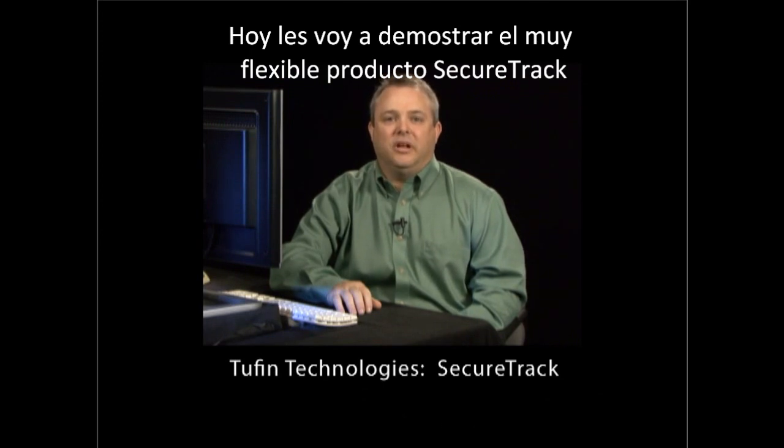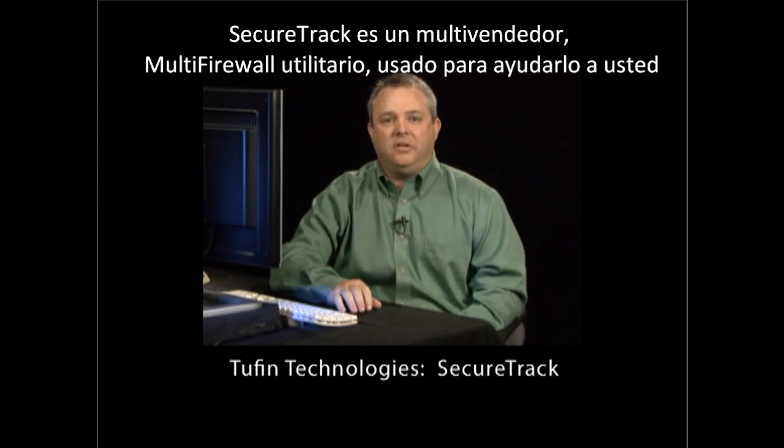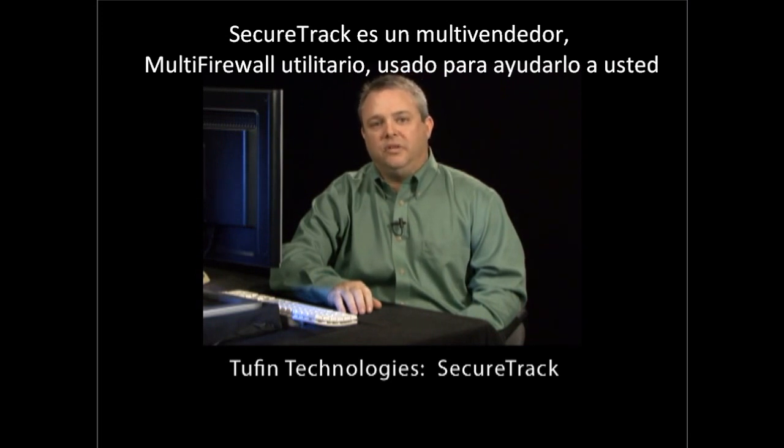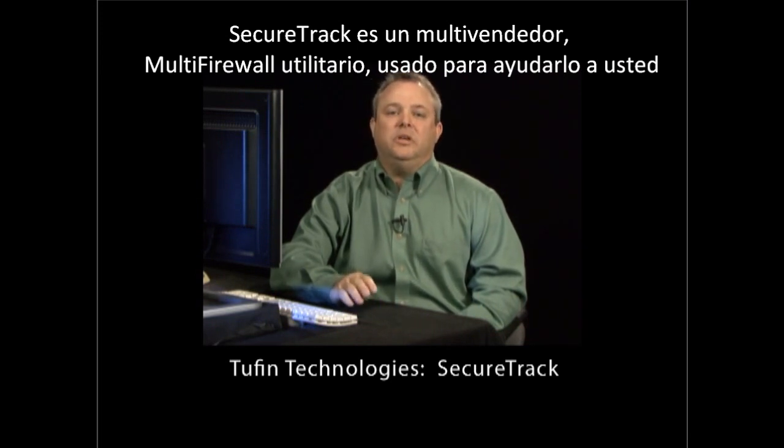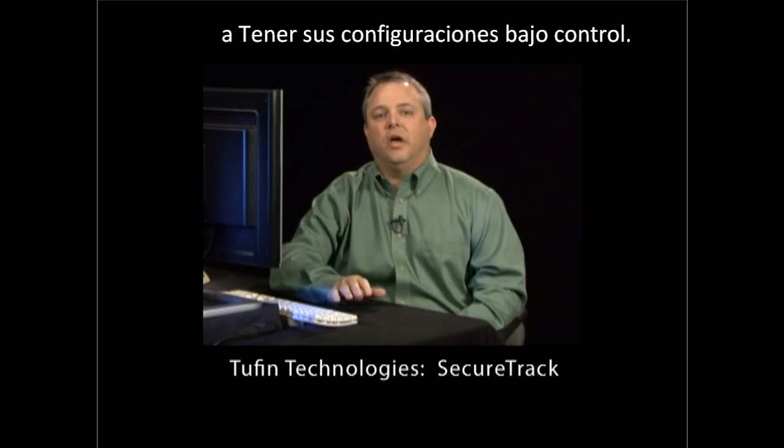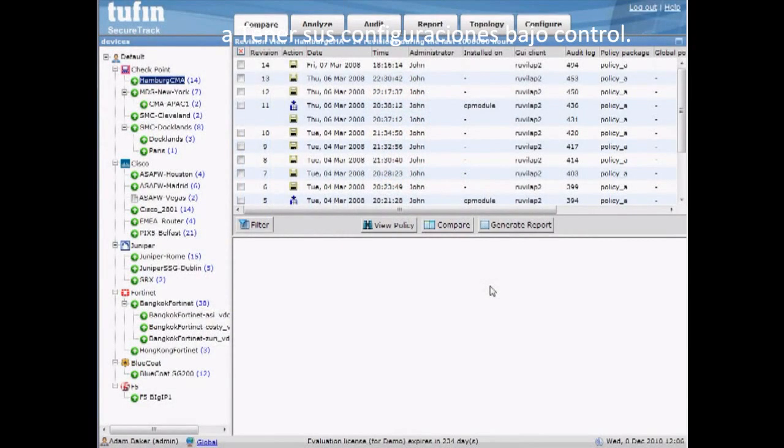Today I'm going to demonstrate our flagship product, SecureTrack. SecureTrack is a multi-vendor, multi-firewall utility used to help you get configurations under control. After we log into SecureTrack, by default we land here on the Compare tab. Across the top of the page right here you'll notice 6 tabs. Those 6 tabs are the main categories that we're going to focus on in our presentation today.